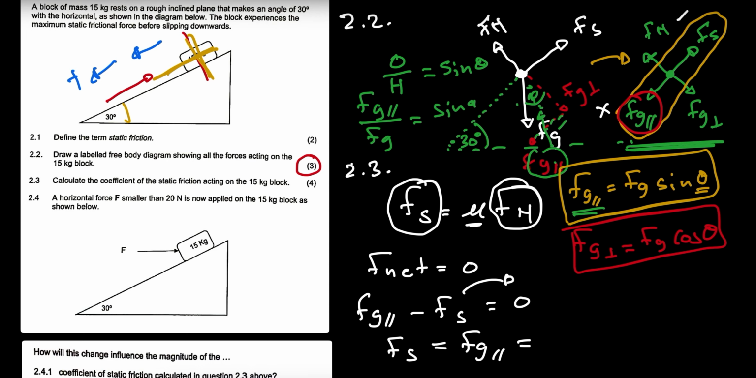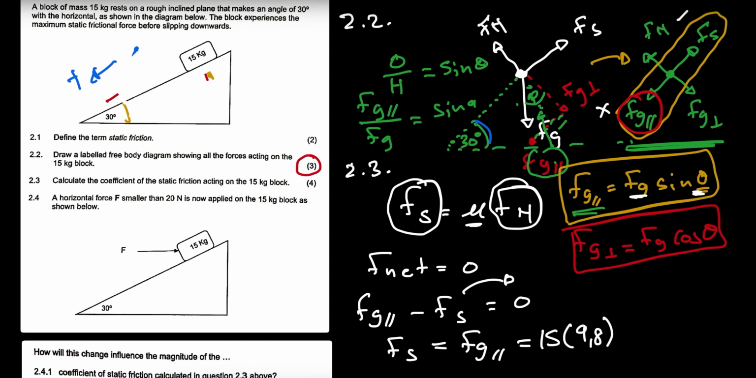So now we're going to say the FG parallel is actually given by the gravitational force multiplied by sine of theta. This theta is the reference angle, and that reference angle is the angle of inclination of the surface. So FG is actually m multiplied by g. What is the mass of the object? The mass of the object was actually 15. So now FG is 15 multiplied by 9.8.